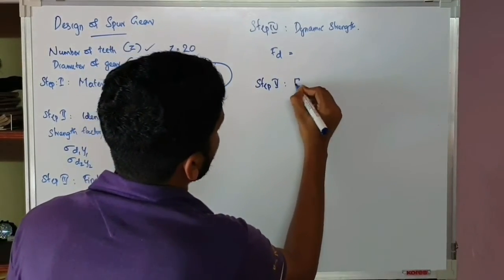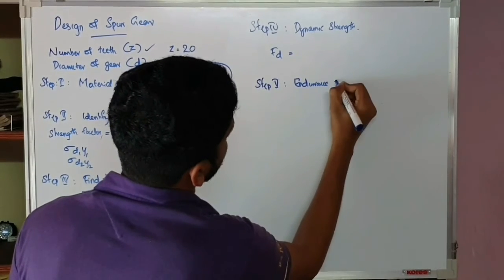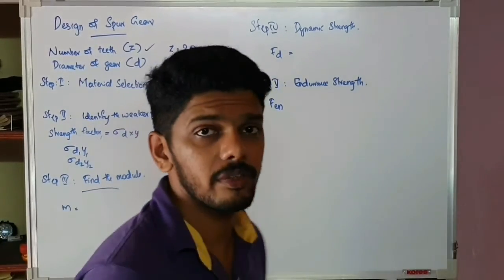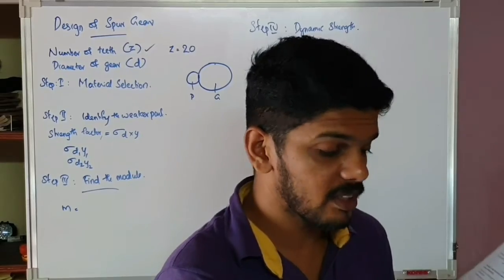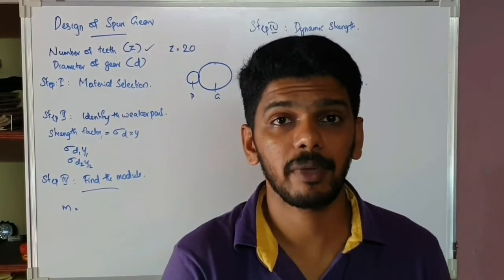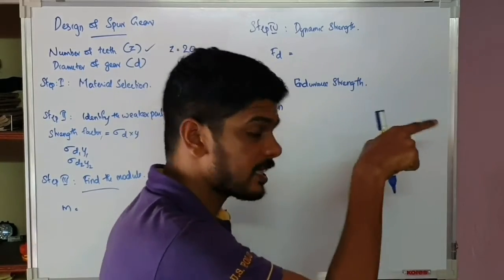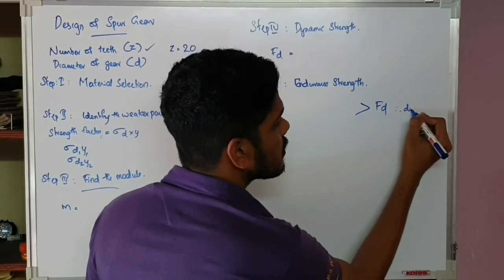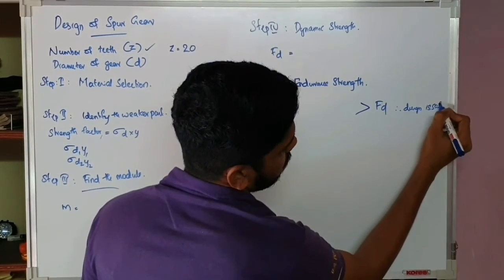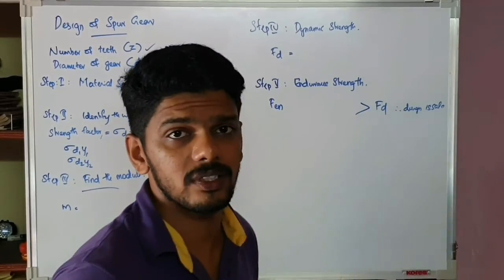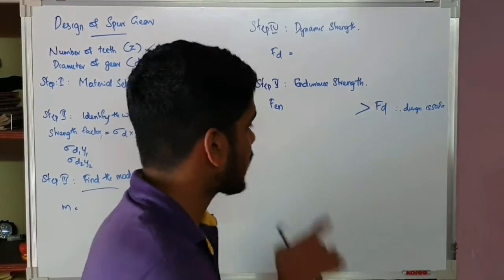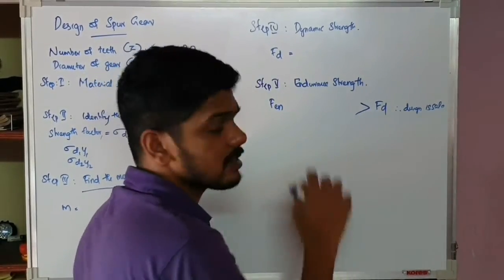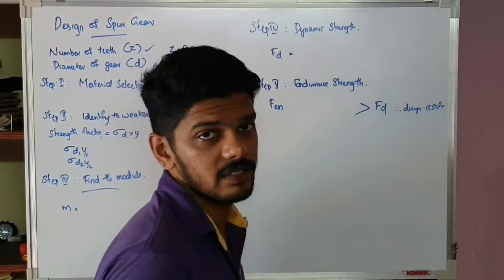Next, step 5, endurance strength. Calculate the FEN based on the equation just below that, 12.13a. Find FEN from that and make sure that this FEN is greater than FD. Therefore, the design is safe. What is endurance? Endurance means cyclic loads acting on the gear. So for the cyclic load, the endurance strength should be greater than the dynamic strength. Then the design is safe.